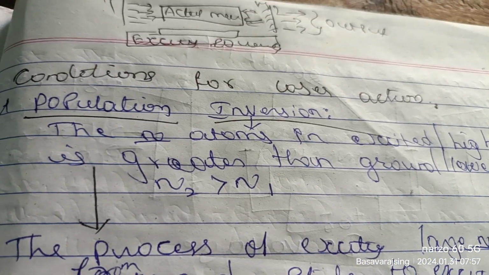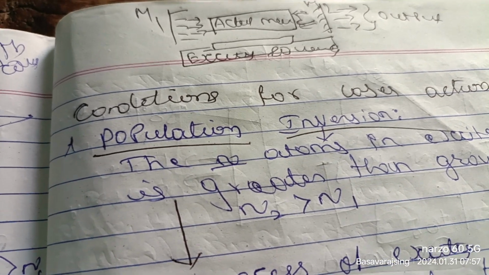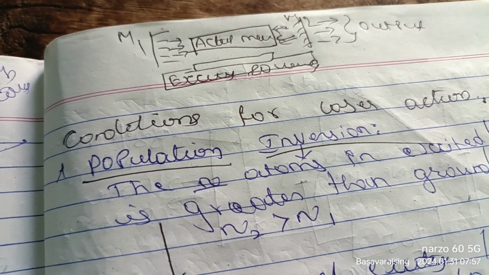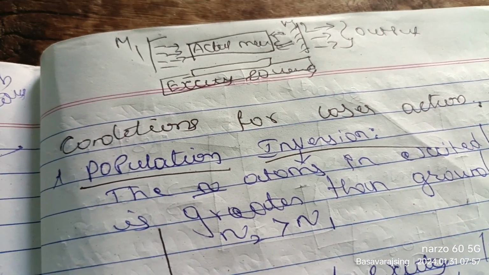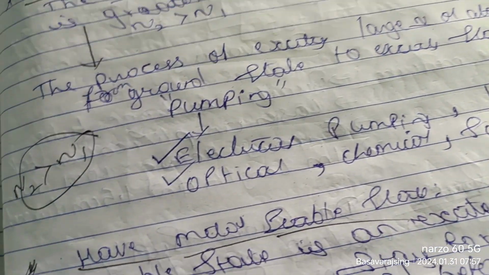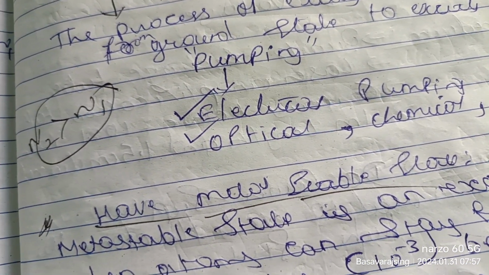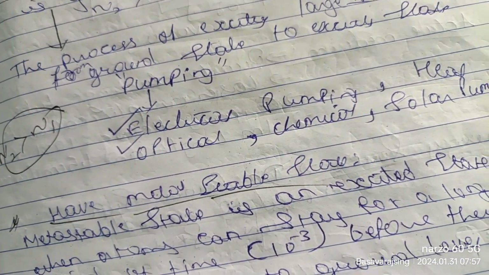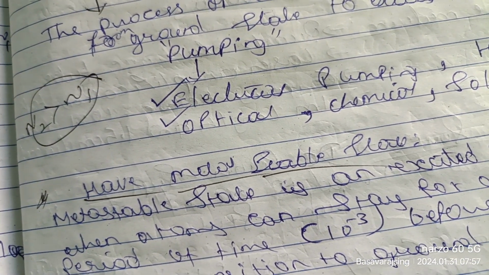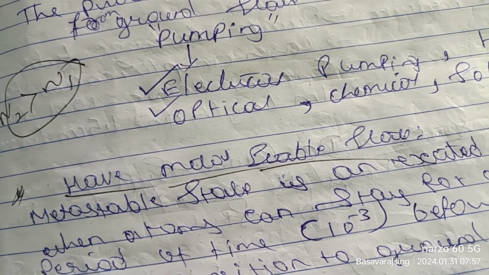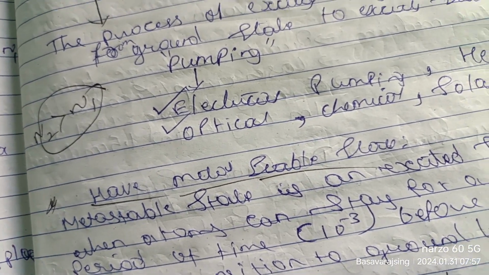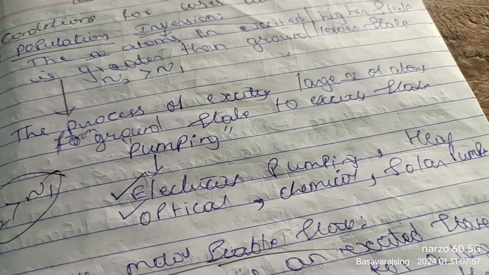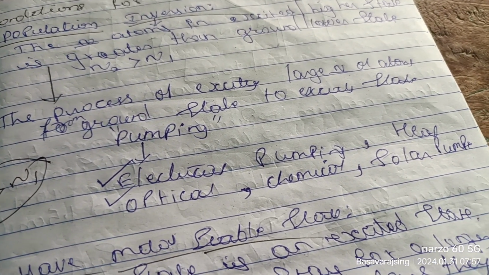Conditions for laser action. There are two conditions for laser action: population inversion should be there and a metastable state should be there. What is population inversion? Population inversion means exciting a large number of atoms from the ground state to the higher, excited state. This is called population inversion. For making the population inversion, the technique used is called pumping, the process of exciting a large number of atoms from the ground state to the excited state.